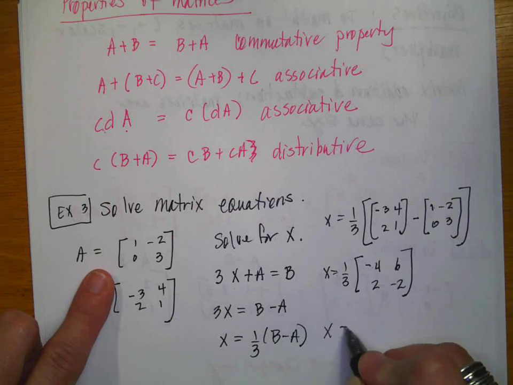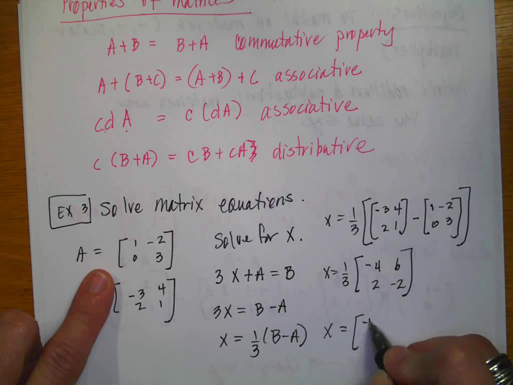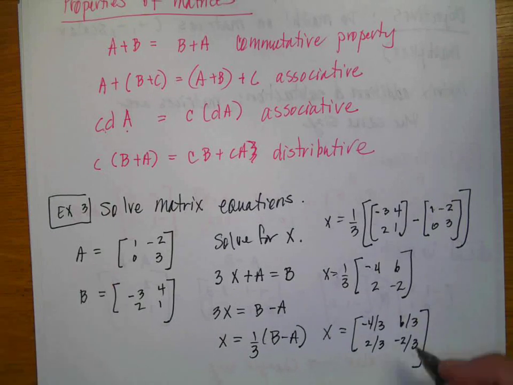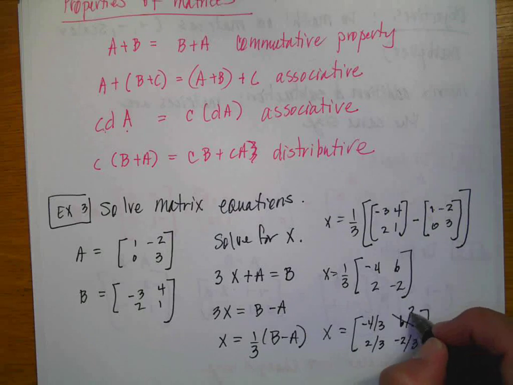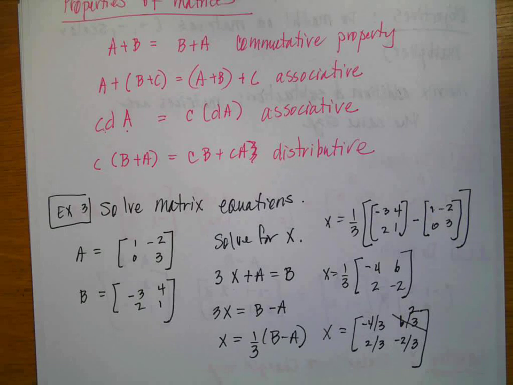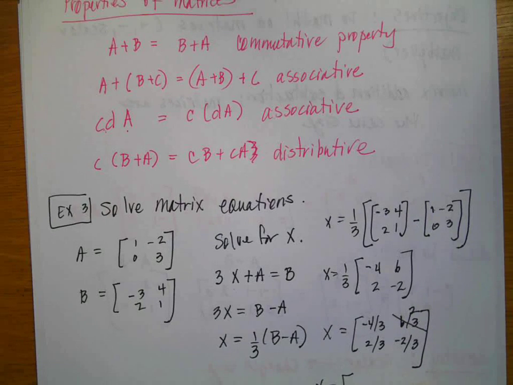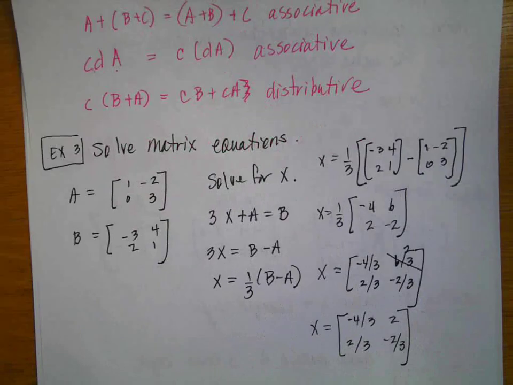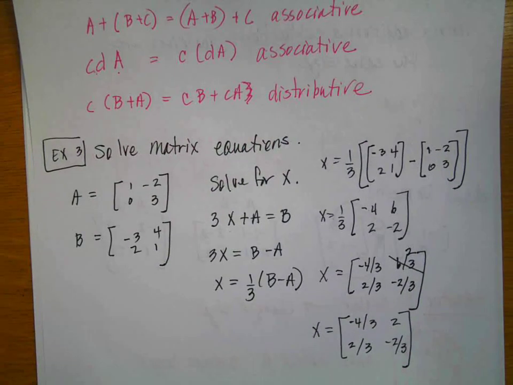And now I'm going to manage the scalar, so x is going to equal a negative 4/3, 6/3, 2/3, and a negative 2/3. And the only thing that I would say is we would rewrite this term as a 2 because 6 divided by 3 is 2. And so then I would write my final product, and this is negative 4/3, 2, 2/3, and a negative 2/3, and then we're done.